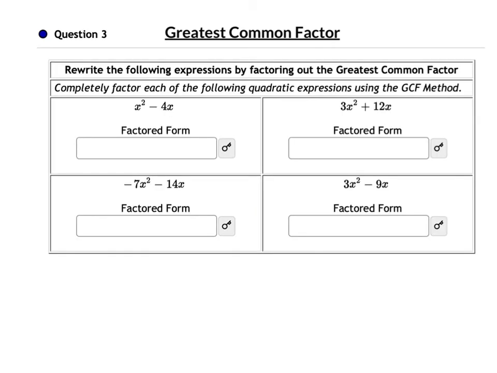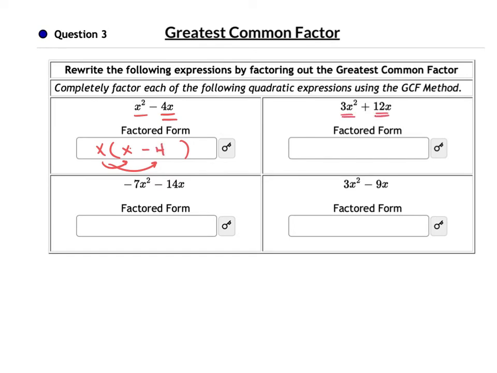More GCF. X squared and 4x both have an x in common. X times the first spot makes x squared. X times x is x squared. And x times the second spot makes negative 4x. I need a negative 4.